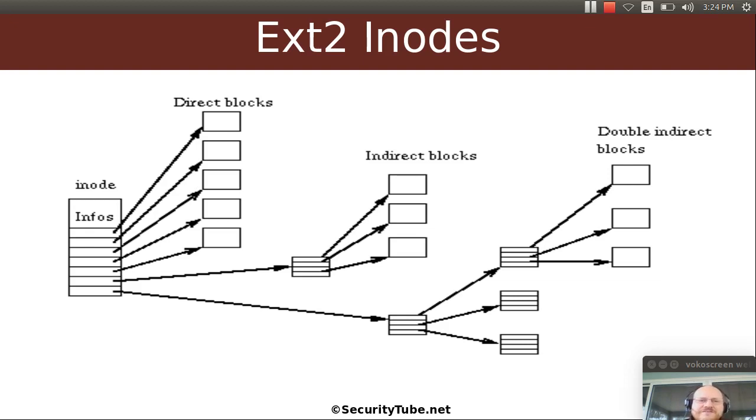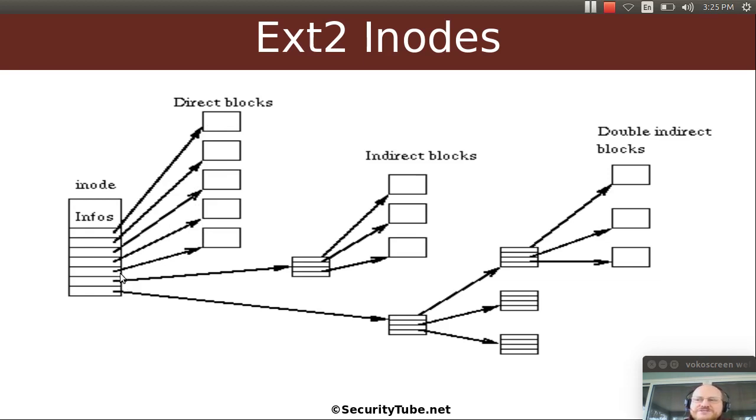Very central to the ext file systems is something called an inode or index node. And an inode stores all of the metadata for a file or directory. So we have our inode that has some information, and then it has pointers, if you will, to up to 12 direct blocks and these are data blocks. So if we have a small file, just one inode is enough to point to all of the blocks that make up the file.